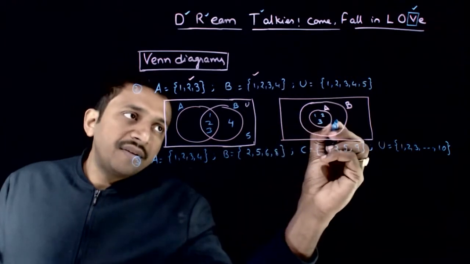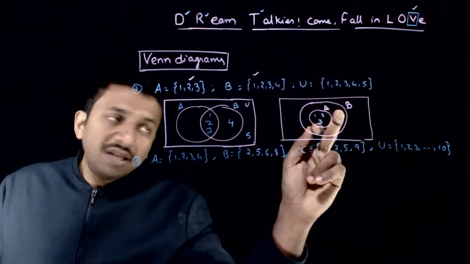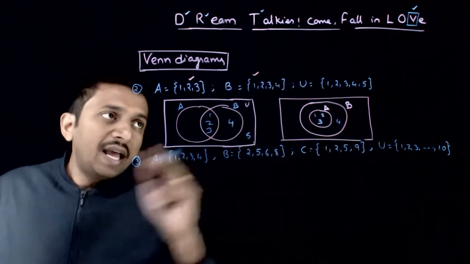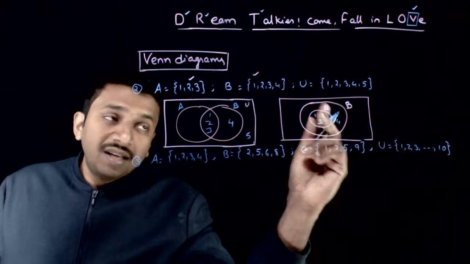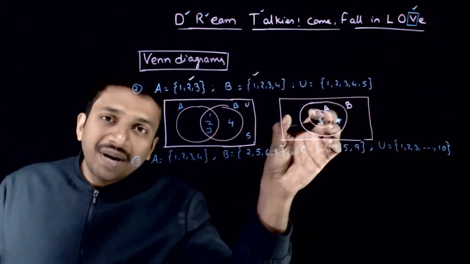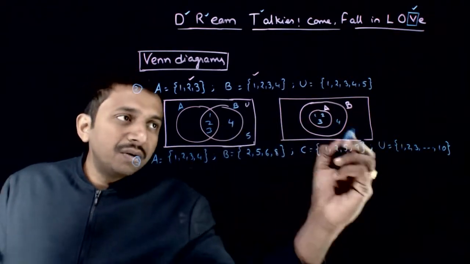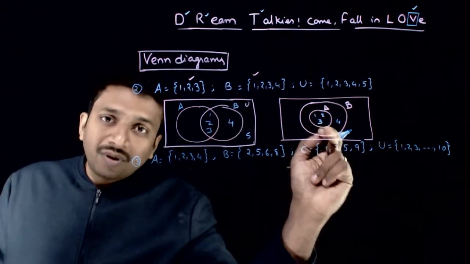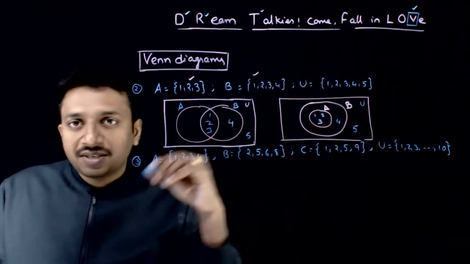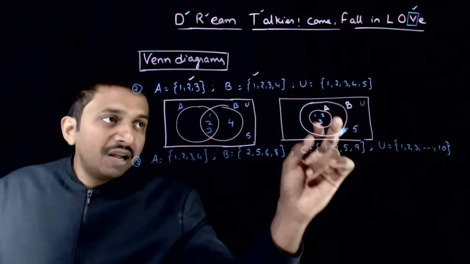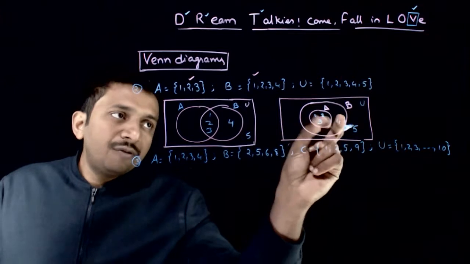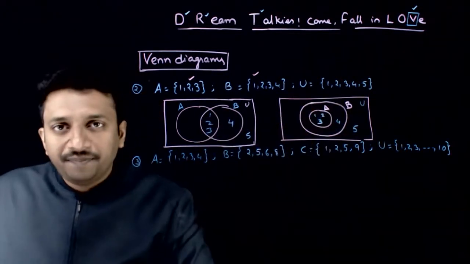And next you have an element 4 which is present in B but not in A. This 4 is outside A but inside B. And the universal set is the total rectangle. As you can see, the universal set is encompassing all this. So 1, 2, 3, 4 have already been covered. So you have an extra 5 in the universal set. 5 is present in the universal set but not in B. 4 is present in B but not in A. These 1, 2, 3 are present both in A and B.